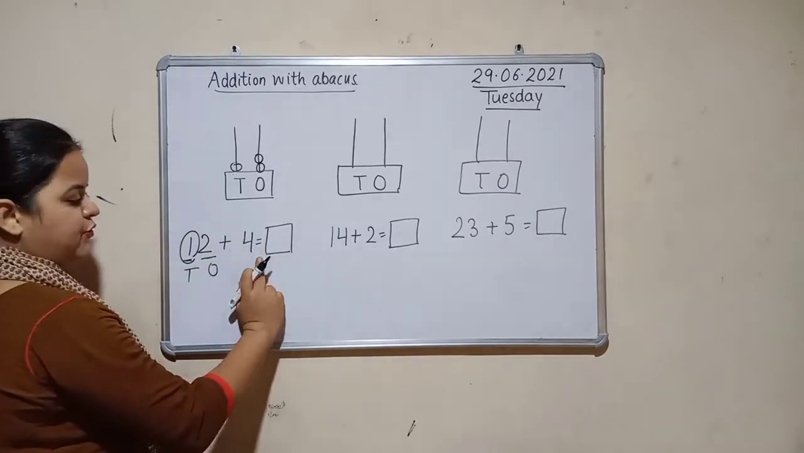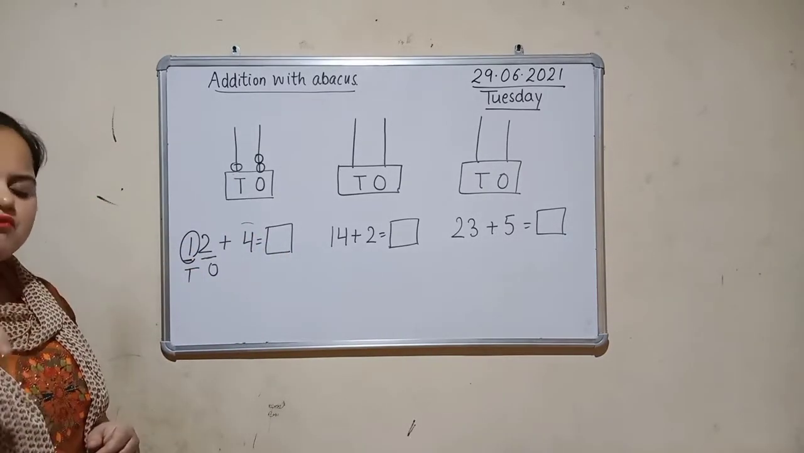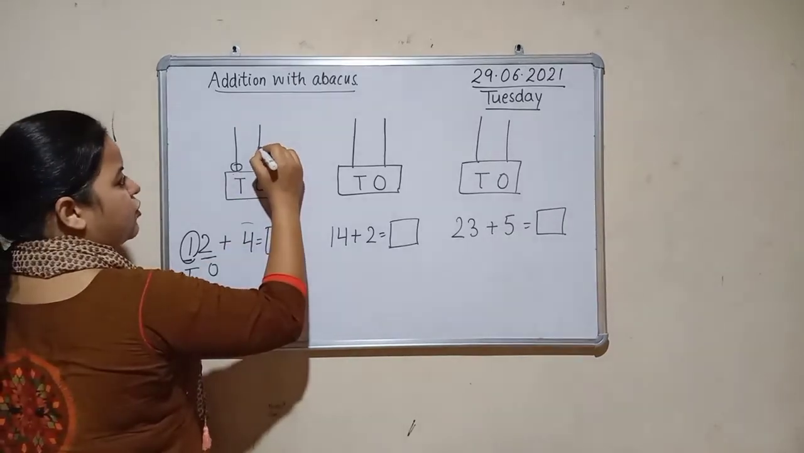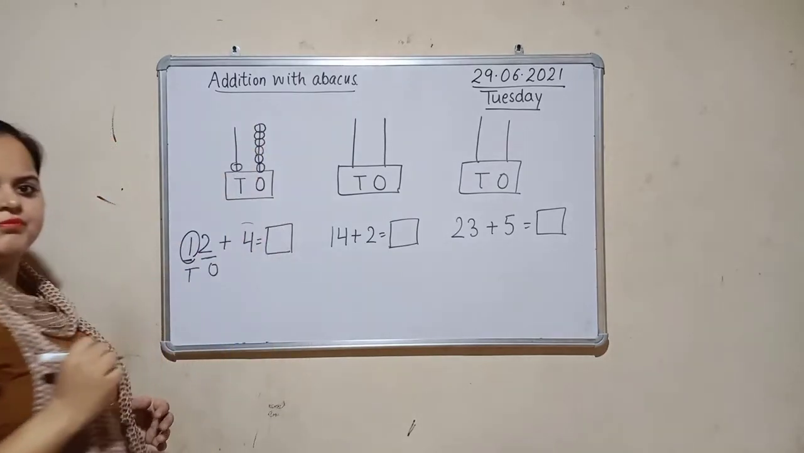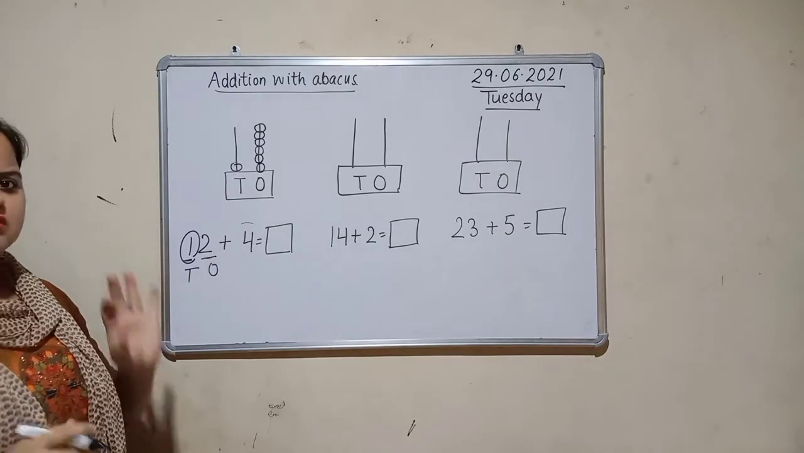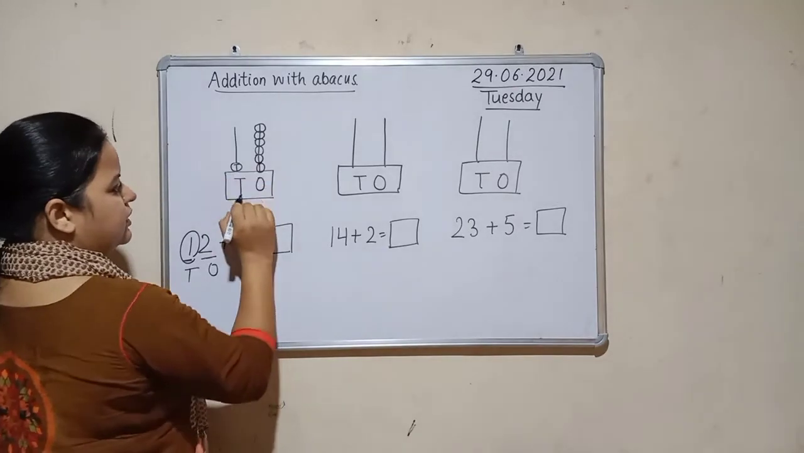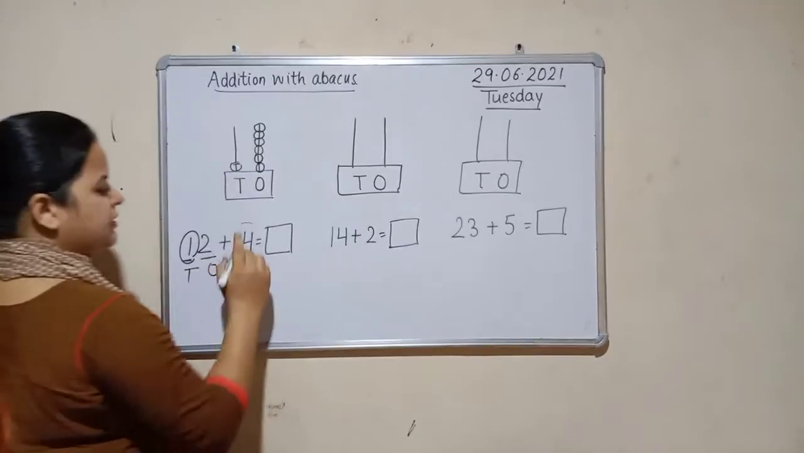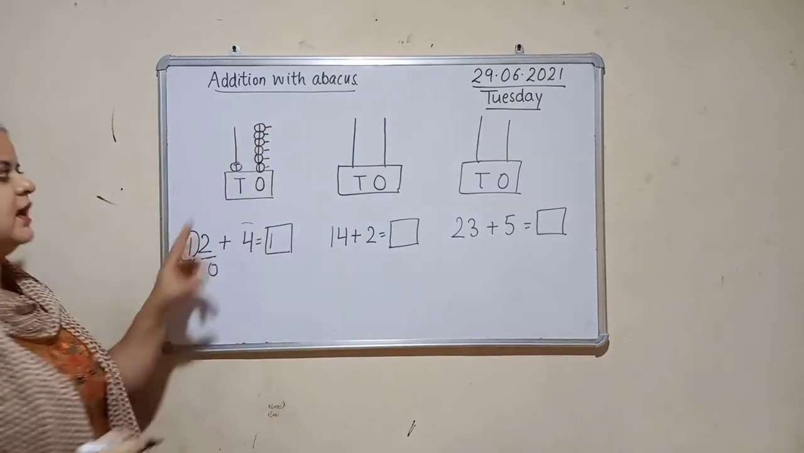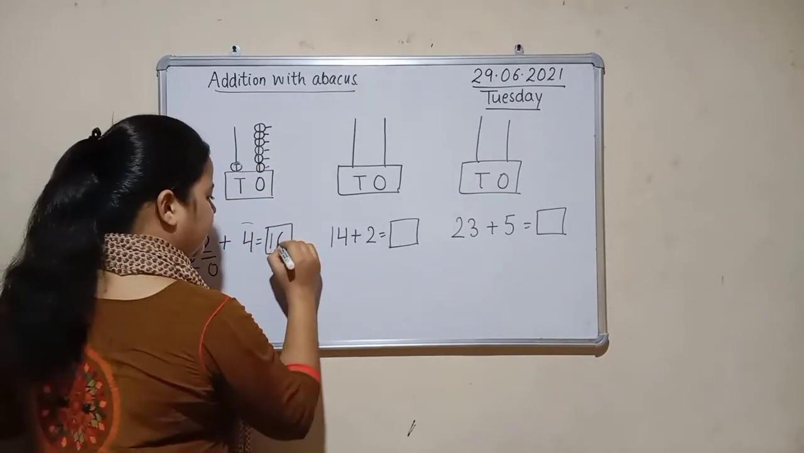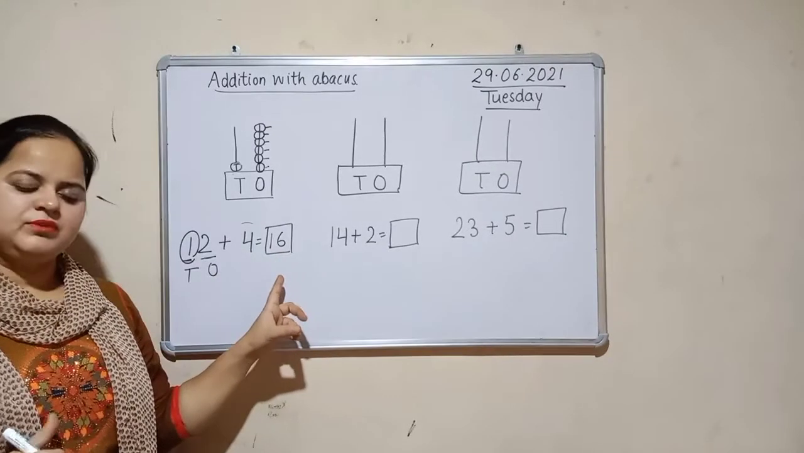12 plus 4. 4 is only a 1-digit number, means this is ones only. So we will make 4 beads on this side. 1, 2, 3, 4. Okay, we have made 4 beads also. Now we will see how many are these. On tens side here we have only one bead. On ones side, 1, 2, 3, 4, 5, 6. These are 6. So here we will write 6. 12 plus 4 is 16. Understand?